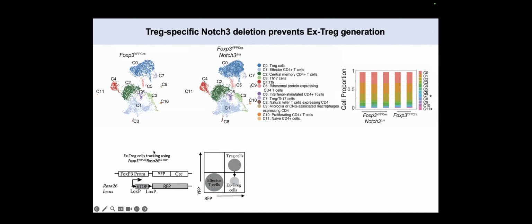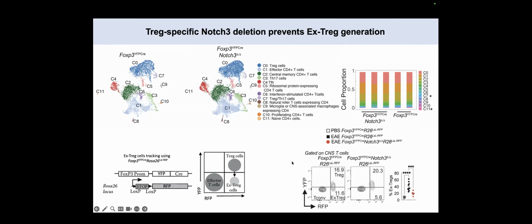For that, we generated mice to target and to track the X-Treg in vivo. We crossed the FOXP3 YFP mice with a ROSA26 lox-stop-lox RFP. In these mice, your Treg will express YFP and RFP, and when they lose FOXP3 expression, they will be only RFP positive. We crossed these mice with a Notch3 flox, and we induced EAE.